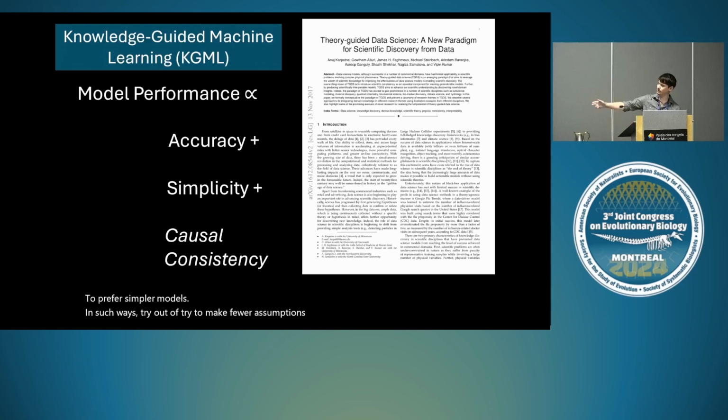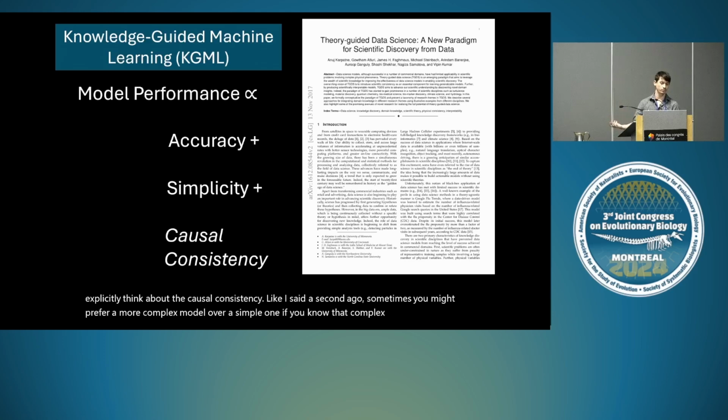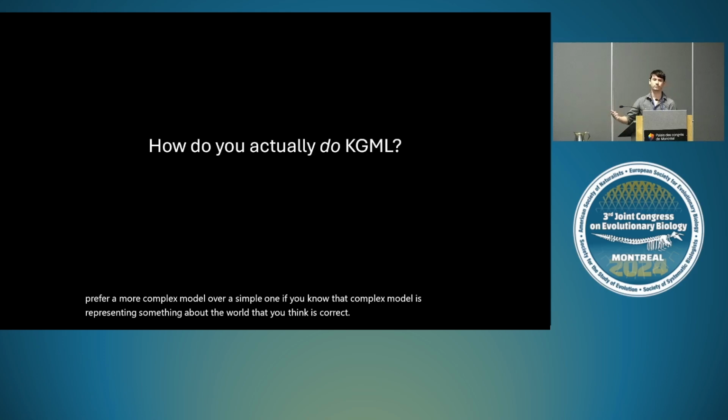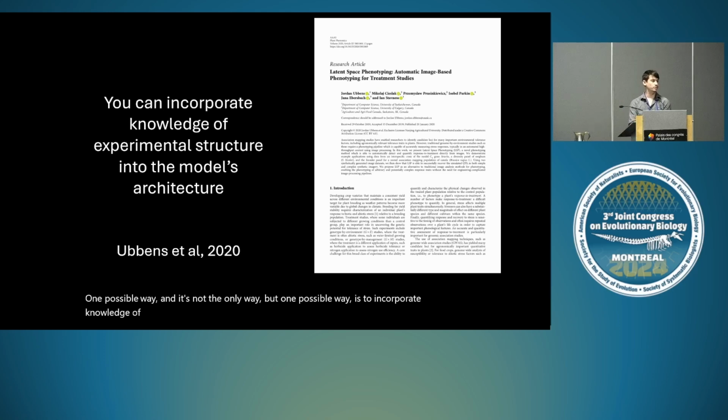But we don't necessarily always explicitly think about the causal consistency. Like I said a second ago, sometimes you might prefer a more complex model over a simple one if you know that complex model is representing something about the world that you think is correct. But how do you actually do this with a neural net? It's just a big pile of numbers. One possible way, and it's not the only way, is to incorporate knowledge of whatever your experimental structure is into the model's architecture.